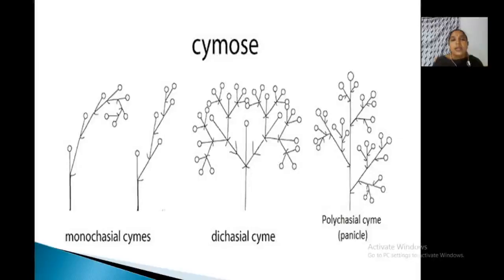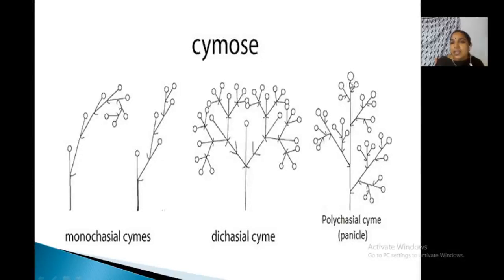Now, see, this is a dicasal cyme. Main axis ends in a flower. On both sides, what happens? Both sides, another branch that ends in a flower. Again, at its base, another branch ends in a flower. At its base, another branch ends in a flower. At its base, another branch ends in a flower. So, likewise, it is continuously growing on both sides. That is dicasal.